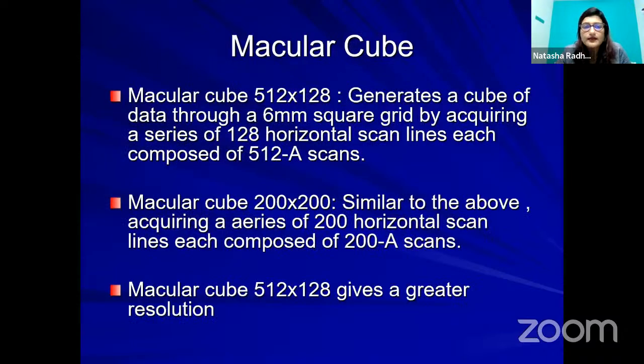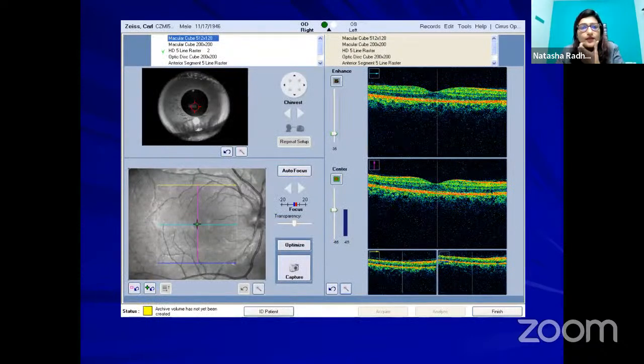The macular cube generates a cube of data through a 6 mm square grid by acquiring a series of 128 horizontal scan lines, each composed of 512 A scans. There is a macular cube 200 by 200 as well, but that has less resolution compared to the 512 by 128. This is what a macular cube screen will look like.